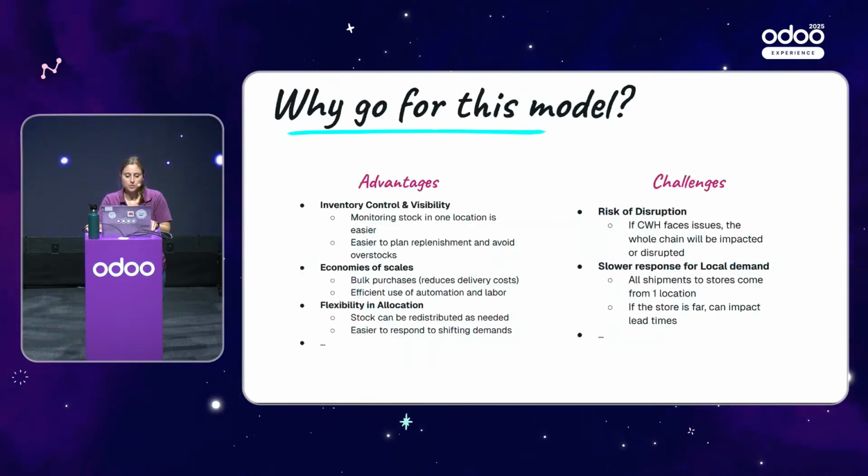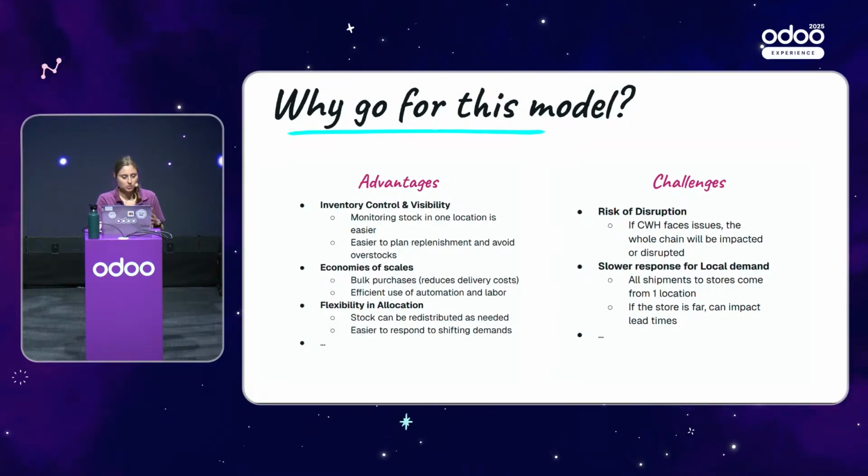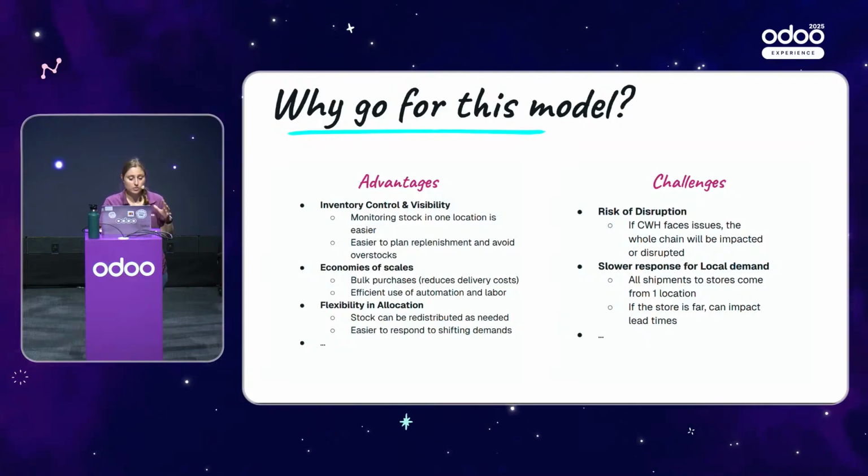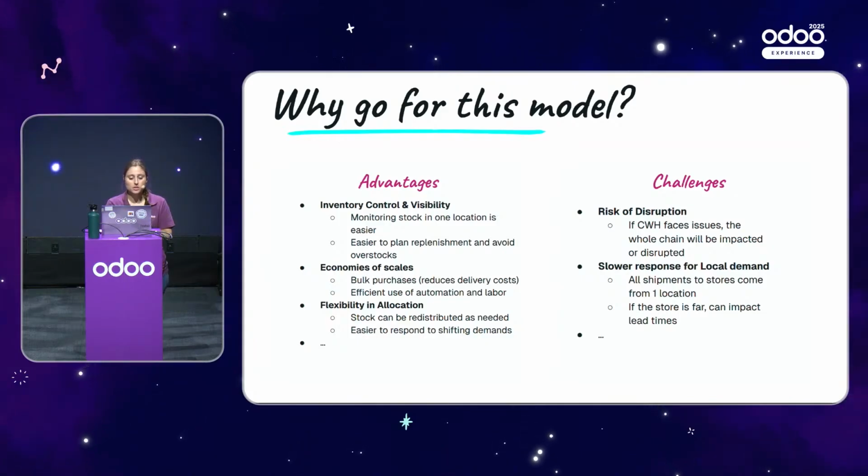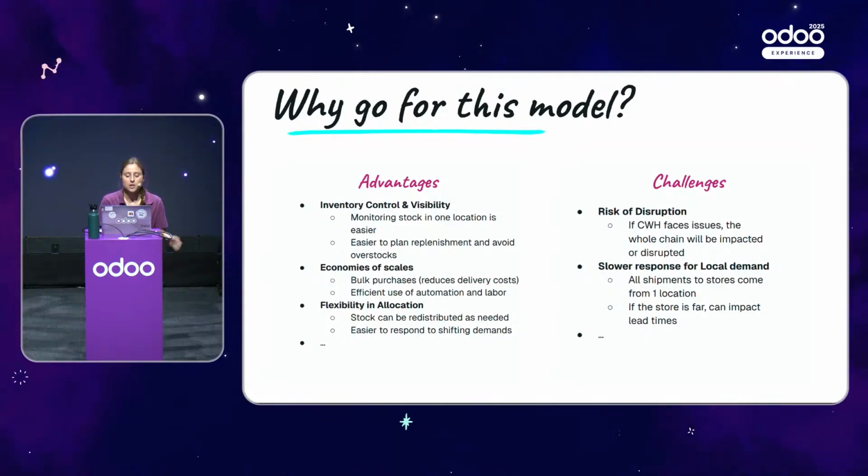So why go for this model? We have a few advantages and a few challenges that we will discuss, of course not all, but a few. The advantages are that we can control the inventory and have good visibility, as it's easier to do this in just one location, and it's easier to plan the replenishment and avoid overstocks in the different locations. You will also benefit from economies of scale. By doing bulk purchases, you can reduce some delivery costs, and you can also use automation and labor more efficiently within the warehouse.